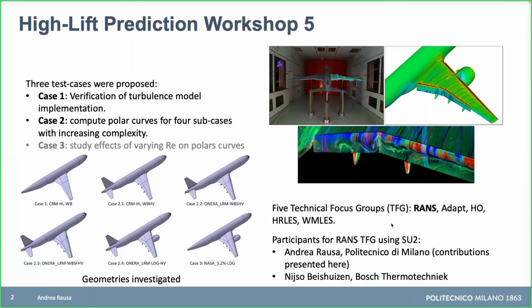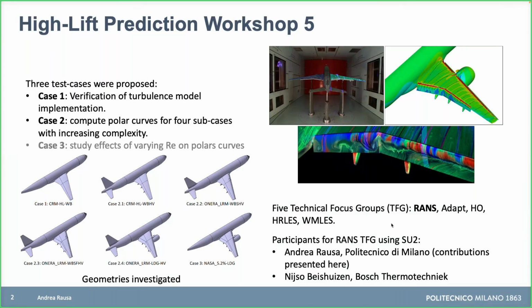For this fifth prediction workshop, we have 3 test cases. The first test case is in conjunction with the verification workshop. So everyone uses the same meshes and the same turbulence model, which we'll talk about later. The aim of this case is to assess the implementation of such turbulence model within all the solvers. If they all reach the same values of CL and so on, then maybe the turbulence model is well implemented in the solver. Then the second test case is to compute polar curves for 4 other subcases.